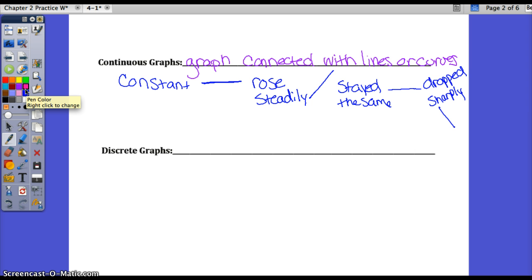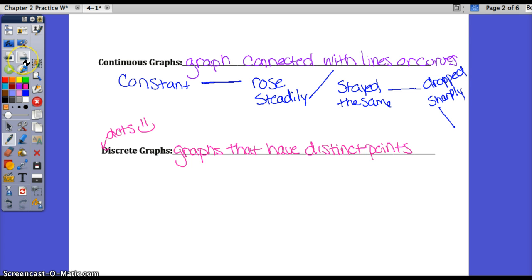For discrete graphs, I bet you can guess what they are. It's the opposite. It's graphs that have distinct points. Think, discrete dots. It looks like a bunch of dots. Always think back to inequalities. What graphs were continuous? What graphs were discrete? Think about those. Let's take a look at some examples.